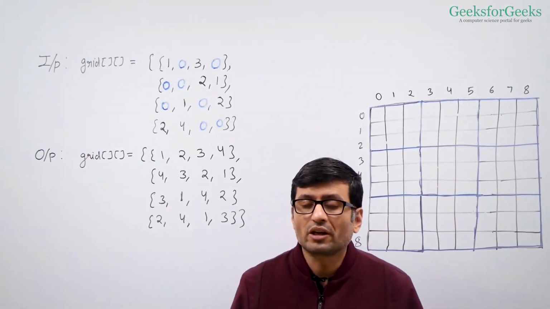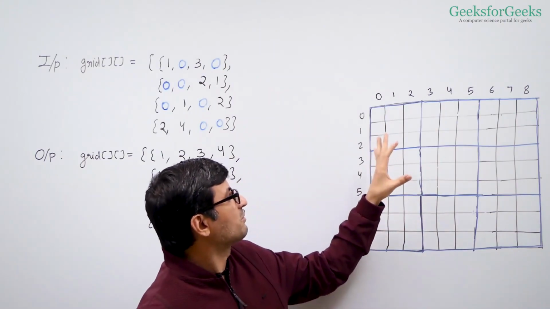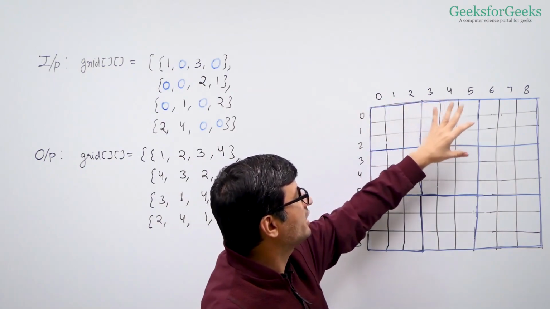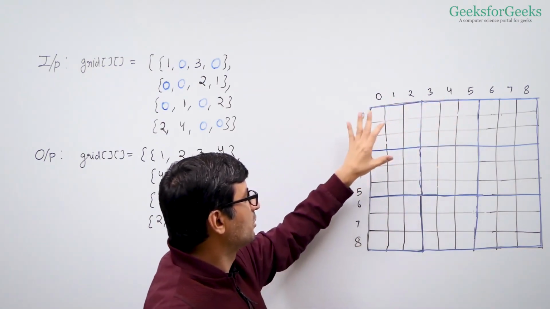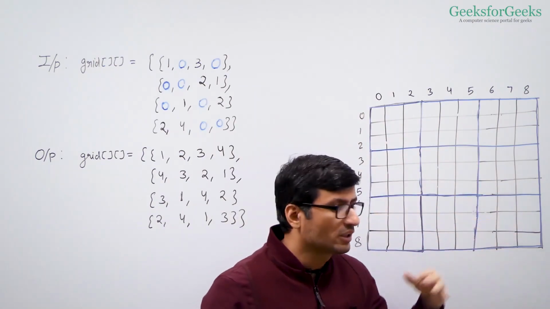Please note that if we have a 9 cross 9 grid, then there are 9 subgrids of size 3 cross 3. This is the first subgrid, this is the second subgrid. These subgrids are highlighted with blue colors, right? So first 3 subgrids, then these 3 subgrids, then these 3 subgrids.